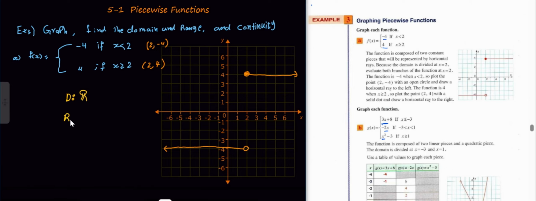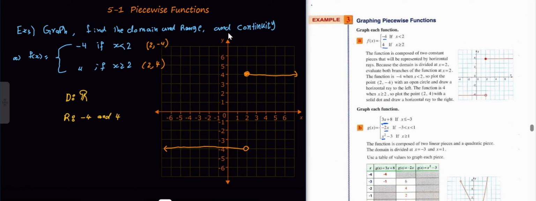What about the range? For range, we are going to look at y-axis. From negative infinity, we don't have any graph until negative 4. So negative 4 we have it. But from negative 4 to 4, we don't have a graph. Just in 4, we have a graph. But from 4 above to positive infinity, we don't have any graph. So negative 4 and 4 is our range, because just in 2 points we have a graph.